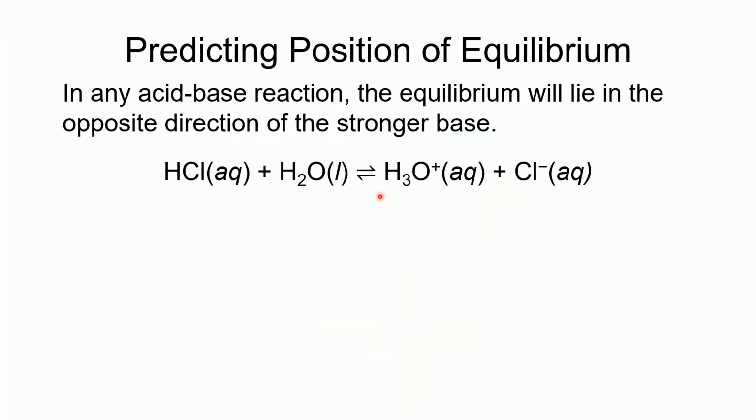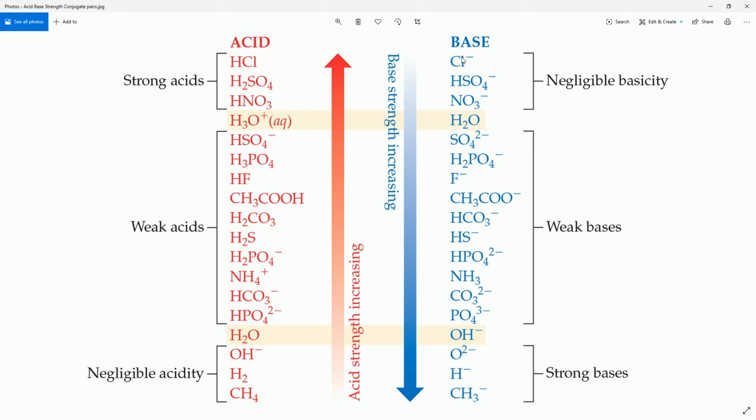So we want to identify the base on each side. So HCl is our acid, water is our base. So here is our base. And then hydronium and chloride. Chloride is the conjugate base of HCl. So our bases are water and chloride. And we want to see which one's stronger, water versus chloride. So we'll go back to that list. Here's chloride, there's water. You will see that water is a stronger base than chloride because water is further down this list.